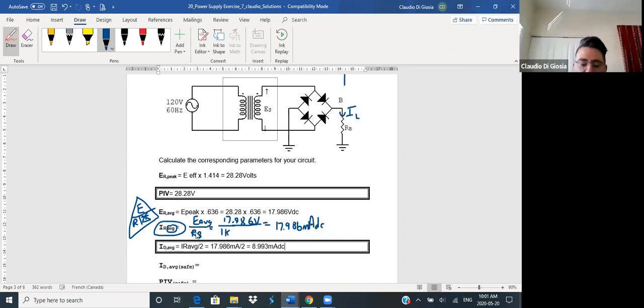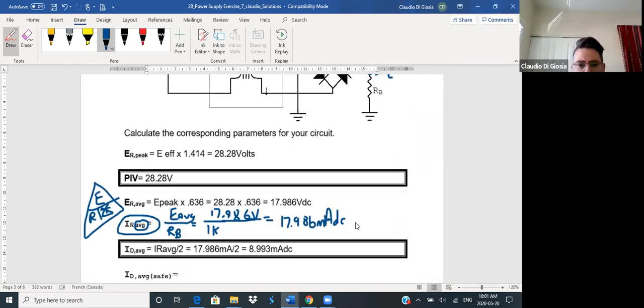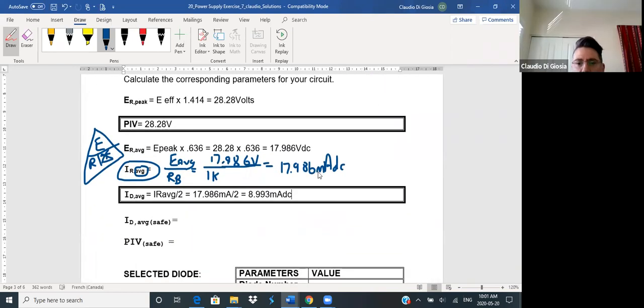Here I wrote it down to show you the RB, but I'm going to type out the rest. Milliamps DC. It's really big, and I could make it a little bit larger, it's kind of hard to write. So ID average safe. Look, this is ID average. This is ID average safe. The difference is the safety factor.